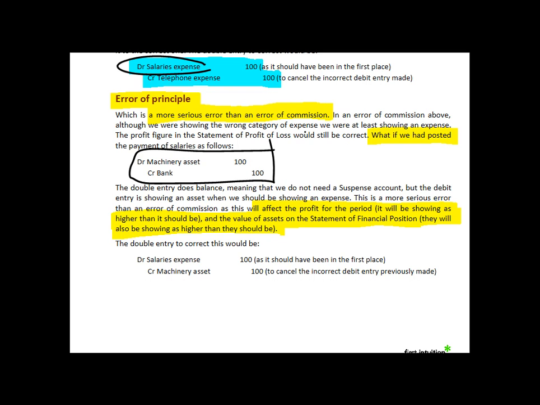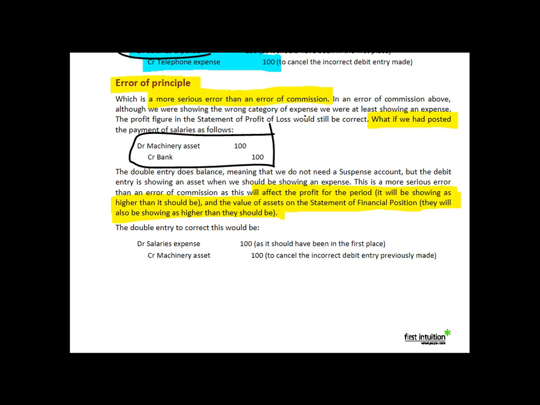So the double entry, I would need to correct this. Well, we've recognised the machinery asset as a debit. That wasn't a machinery asset. That's rubbish. So I need to eliminate the machinery asset. So we'll credit machinery asset to effectively cancel out that debit we originally posted. And we'll debit salaries expense to show where it should have been in the first place. So effectively we're now eliminating the asset that's not a true asset. That'll correct the balance sheet. And we're now recognising the expense as it should be, which will hopefully correct the statement of profit or loss. But again, because the original double entry balanced, you'll see the correcting journal does not affect the suspense account there.